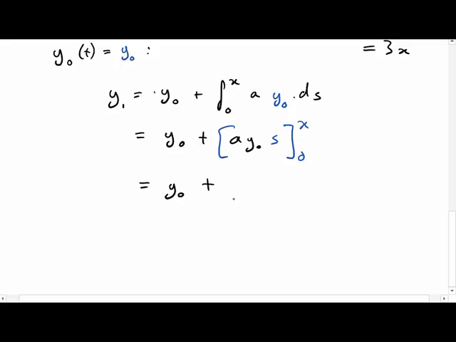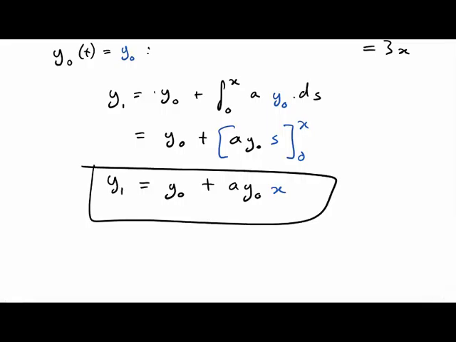Okay, replace s with these limits. So in other words, we've got a y0 times x, minus, so that's when we put x back in, minus, then we put this one back in. So we've got a y0 times 0, so that thing there is all going to go to 0. So it's just going to be left with a y0 times x. So that's what y1 is equal to. We found a valuation for y1.